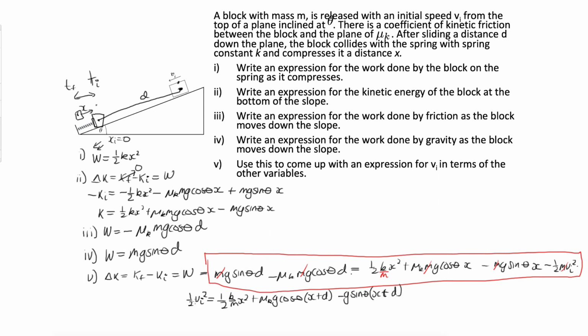Okay, so we're trying to get the initial velocity, so let's multiply everything here by 2. So we've got a 2 there, we've got a 2 there, and the initial velocity is equal to the square root of kx squared on m plus 2 mu_k g cos theta (x plus d) minus 2g sin theta (x plus d). And that solved that problem.